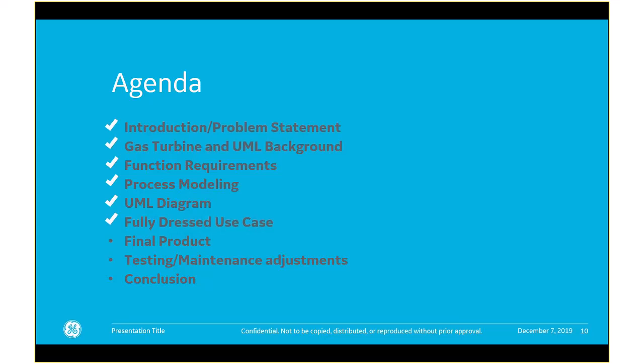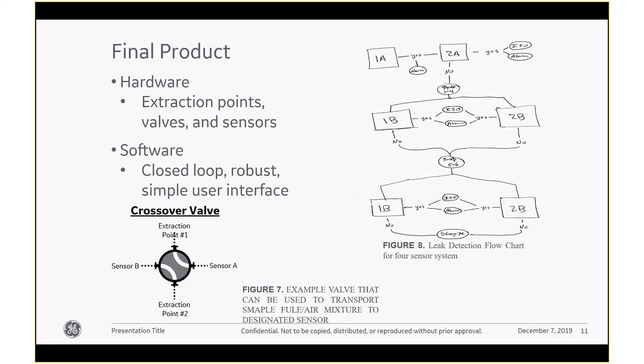So now that I've given the UML diagram with some details of the fully dressed use case, I want to point us to the actual final product. On the right, I have a flowchart that we used to show the software. I couldn't actually take pictures of the software because it is confidential information.